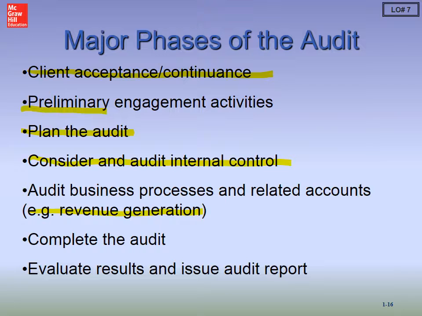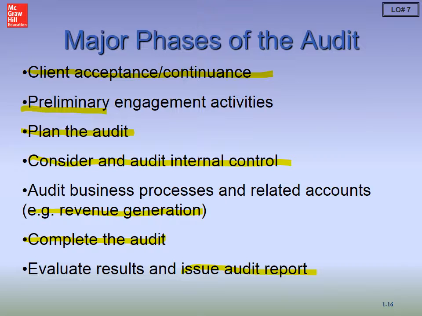Then we have some procedures towards the end where we will complete the audit. For example, there has to be direct communication between the client's attorney and the auditor looking for unasserted litigations, claims, and assessments. We're going to get a management representation letter that comes at the very end of the engagement in which the CEO and CFO will sign off that they've given us complete information. If there was fraud, they've told us about it. And then, of course, we will evaluate the results and issue the audit report.